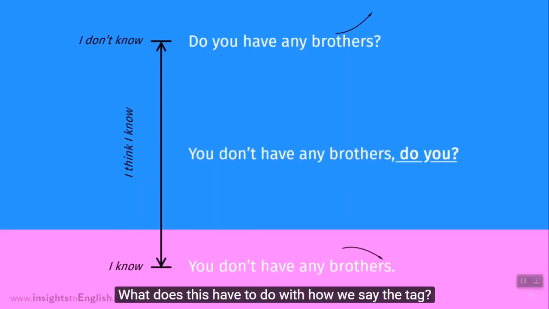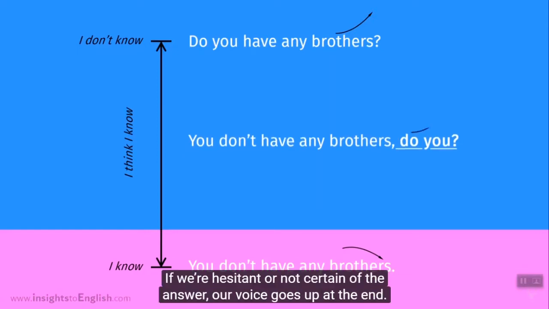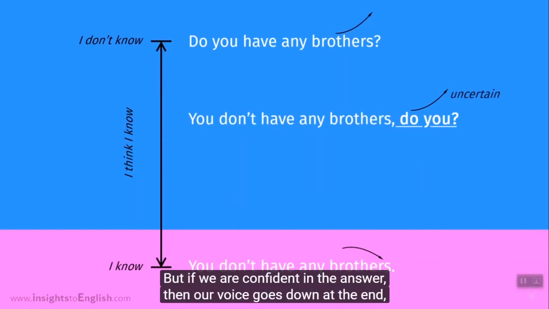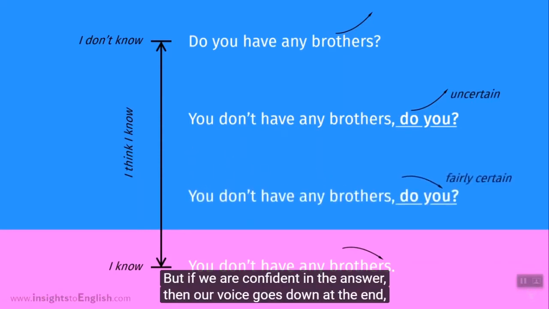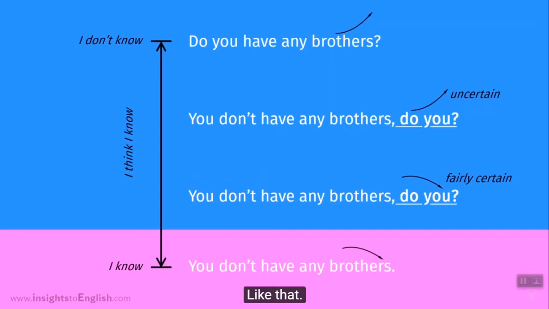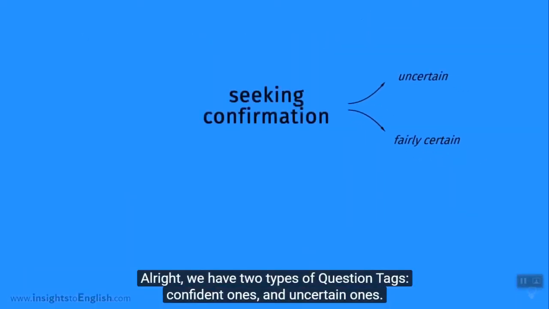Okay. What does this have to do with how we say the tag? If we're hesitant or not certain of the answer, our voice goes up at the end. Like this? You don't have any brothers, do you? Like that. But if we are confident in the answer, then our voice goes down at the end, just like with most declarative sentences. Like this? You don't have any brothers, do you? Like that. Alright, we have two types of question tags, confident ones and uncertain ones.